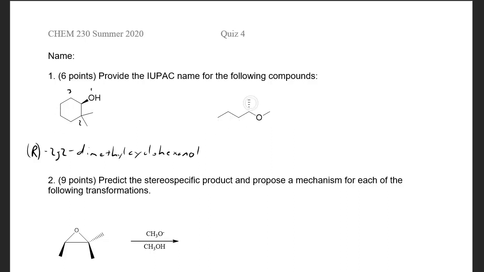For this compound right here, the common name would be, we have a 1, 2, 3, 4, 5 carbon chain. So pentane, there we have a methyl. So this would be methyl 2-pentyl ether for the common name. For the IUPAC name, we're going to call this a methoxy group, and that is at carbon number 2, and we also have a stereocenter there.